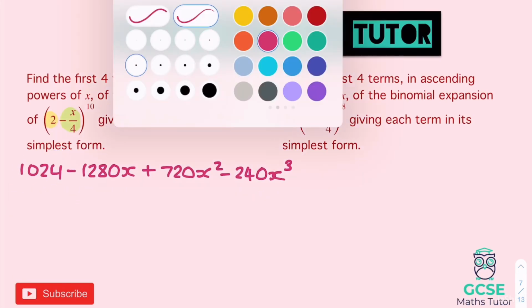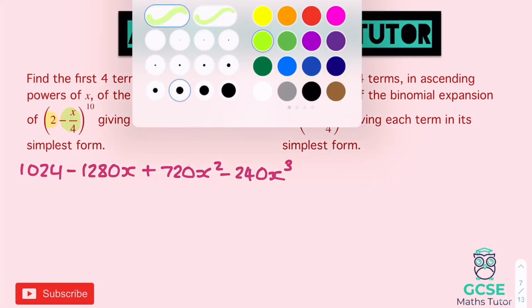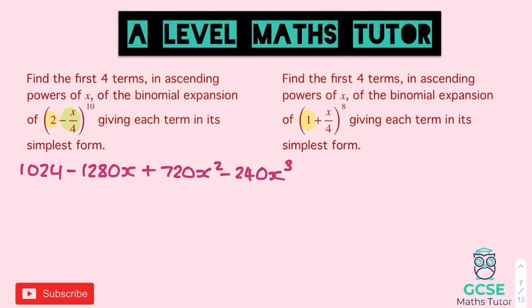Now for our powers for this one then, let's have a look. For our first piece, we have a 1, and for our second piece, we've got positive x over 4, and it's a power of 8. So if we do 8c0 and 8c1, that's 1, then 8, 8c2 is 28, and then for our last one, 8c3 is 56.